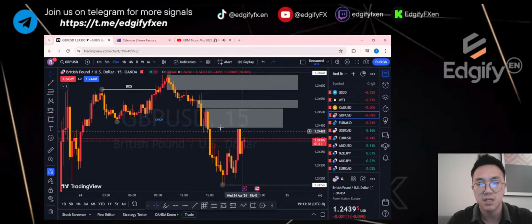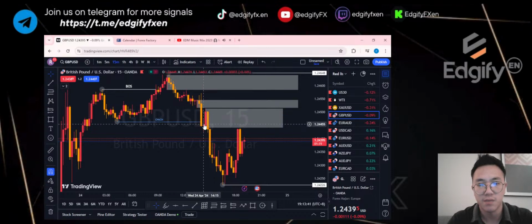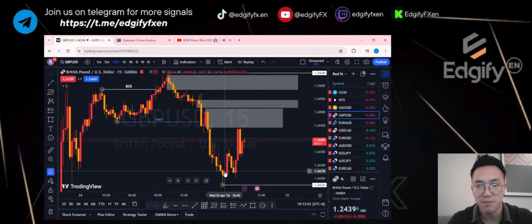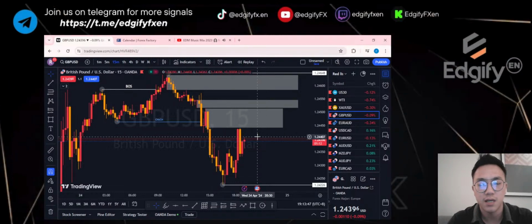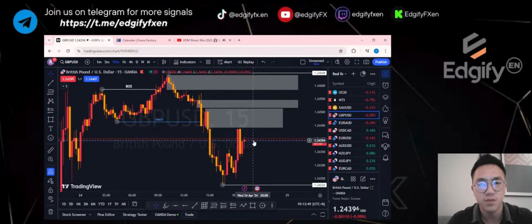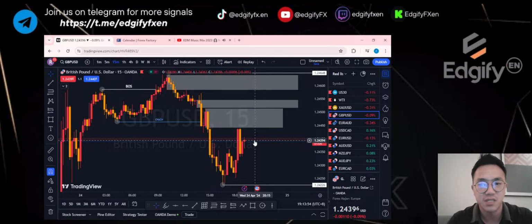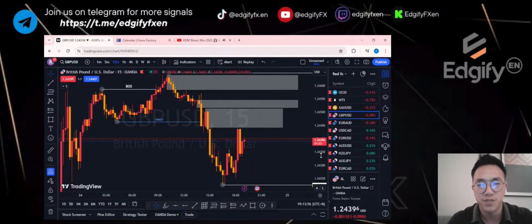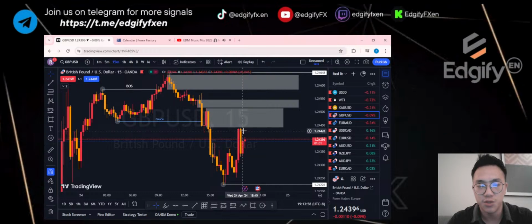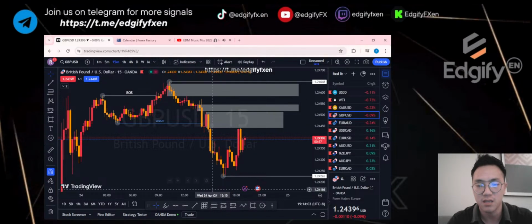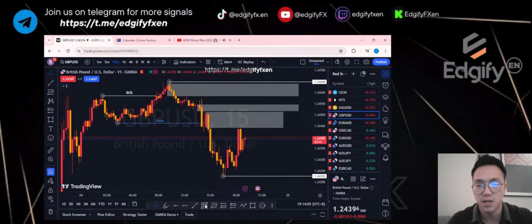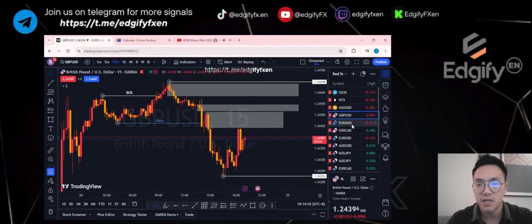What is mitigated, basically, this is our supply. Price has stepped in and then dumped. If this one has been tested, it doesn't mean that it's not valid. We can still use it, but we have to be a little bit safer, a little bit more conservative. So here we don't have the tap in, so we'll wait until we see a tap in on GBP USD before we start taking a position to short this guy. All right, so this two main pair is done.